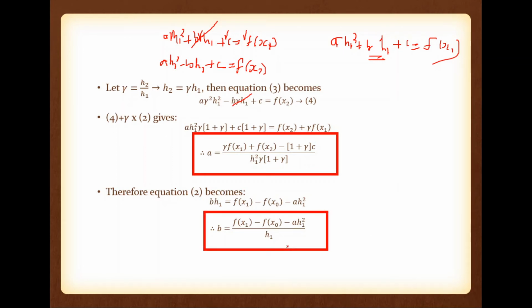So please note, c is equal to f of x0, that you have to remember. Then what is a? A is equal to gamma f of x1 plus f of x2 minus 1 plus gamma into c, divided by h1 square into gamma into 1 plus gamma. Then b is equal to f of x1 minus c minus a h1 square, divided by h1. So this much you have to remember.